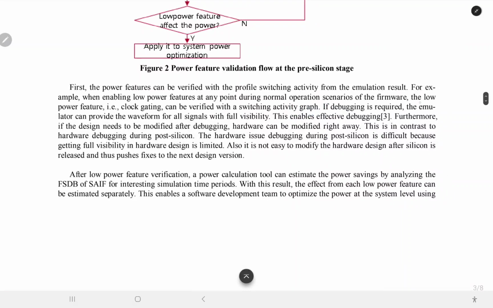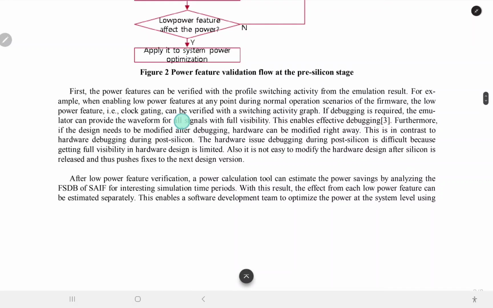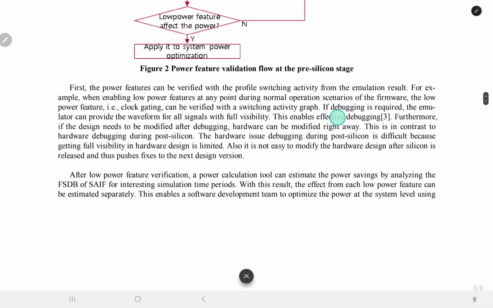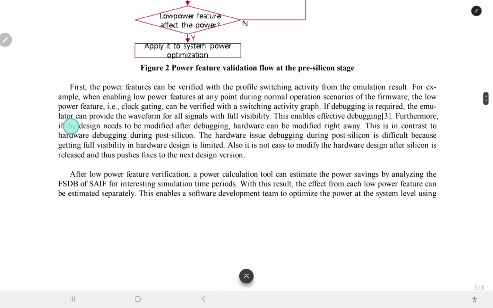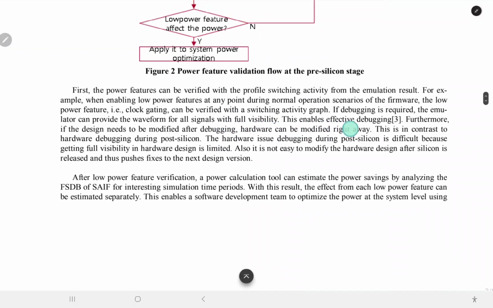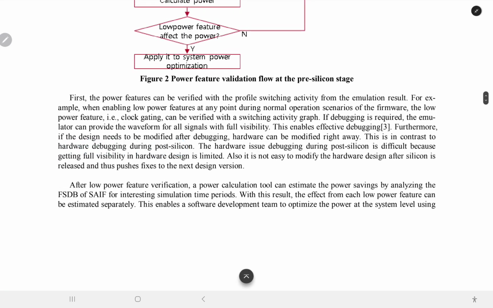If debugging is required, the emulator can provide the waveform for all signals with full visibility. This enables effective debugging. Furthermore, if the hardware needs to be modified after debugging, it can be modified right away. This is in contrast to hardware debugging during post-silicon.